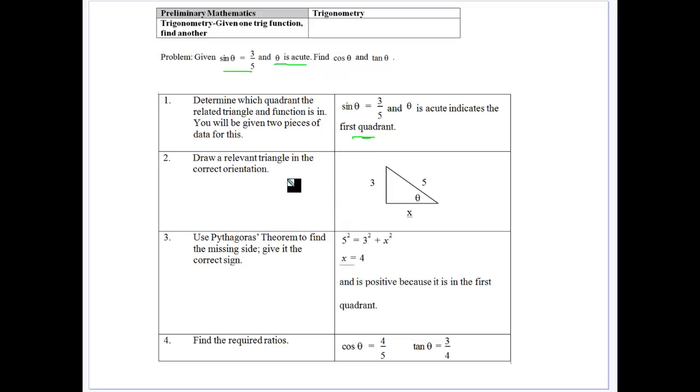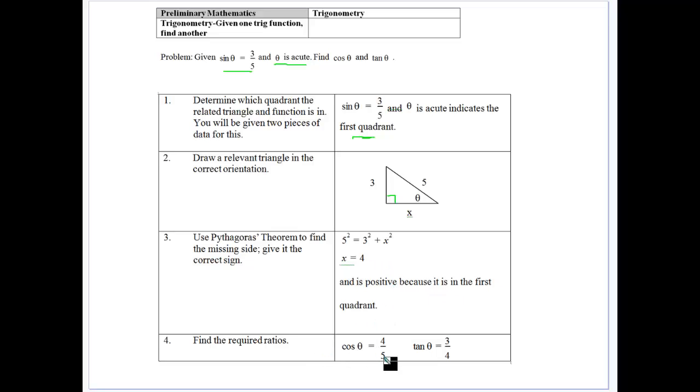Now, the problem with finding that is that to find cos of theta, we need the adjacent side. We've only got the opposite side and the hypotenuse. So we need to be able to draw a relevant triangle and be able to find the value of x. So if theta is an angle in a right angle triangle, the opposite side is 3, the hypotenuse is 5, because that's our ratio. By Pythagoras' theorem, we're able to work out x is equal to 4, and it's going to be positive because it's in the first quadrant.